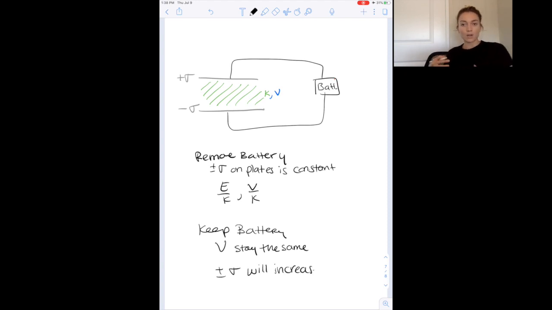Because the battery wants to keep the potential difference between the plates the same, so it's going to pump as much charge as it needs to get that potential difference between the plates equal to V once you insert the dielectric. So that's the difference when you hear a problem say you keep the battery or you disconnect the battery. That's what they're saying. Basically, does the potential between the plates stay the same or not? Does the charge on the plates stay the same or not?